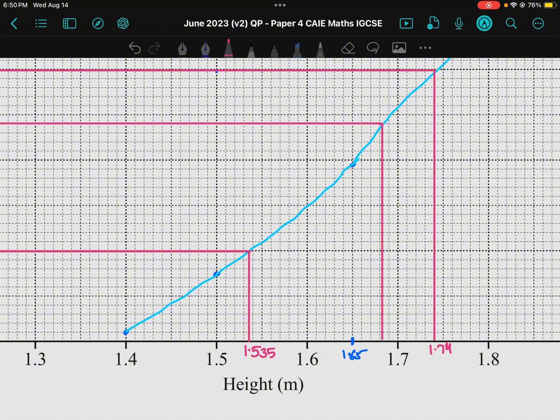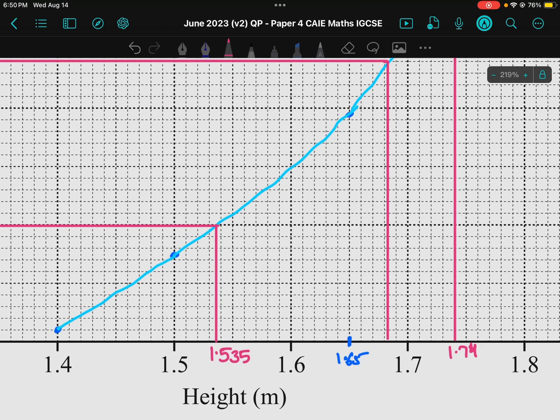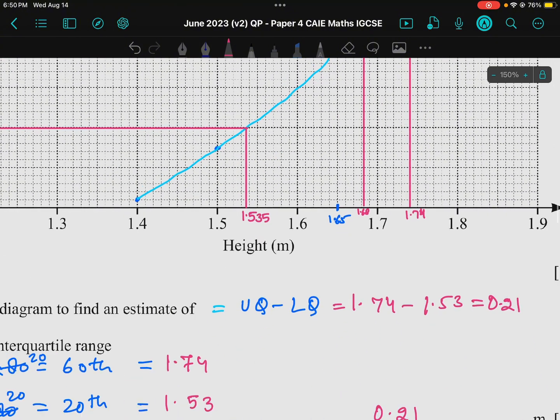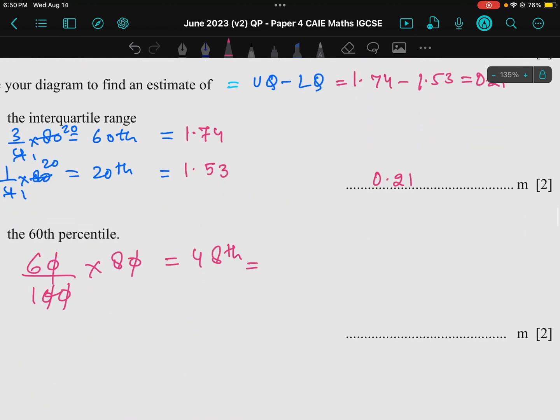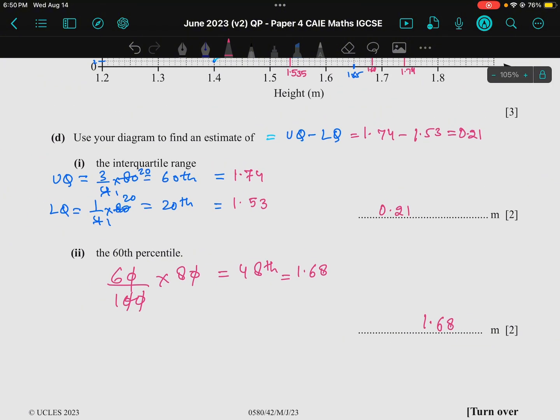It is coming around as 1.6, 5, 6, 7, 8, 2, 3, 4, 5, 6, 7, 8, 1.68 it will come. So your answer is 1.68 meters.